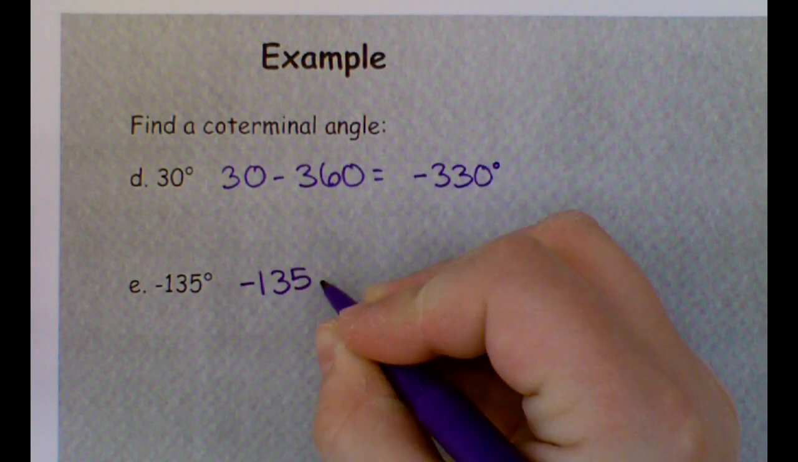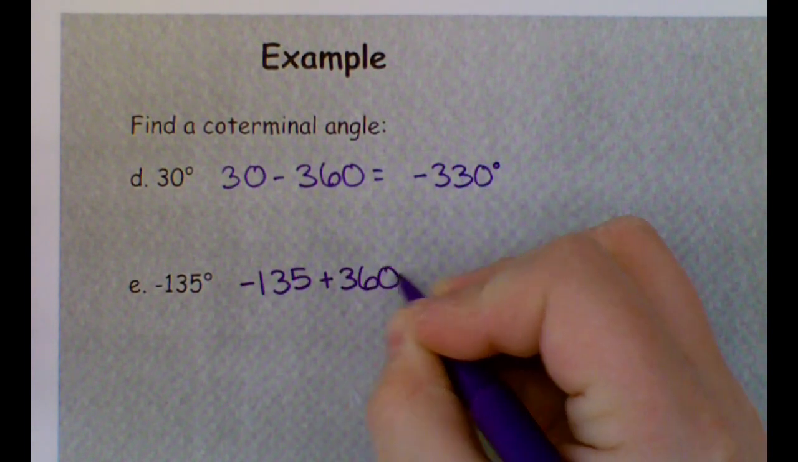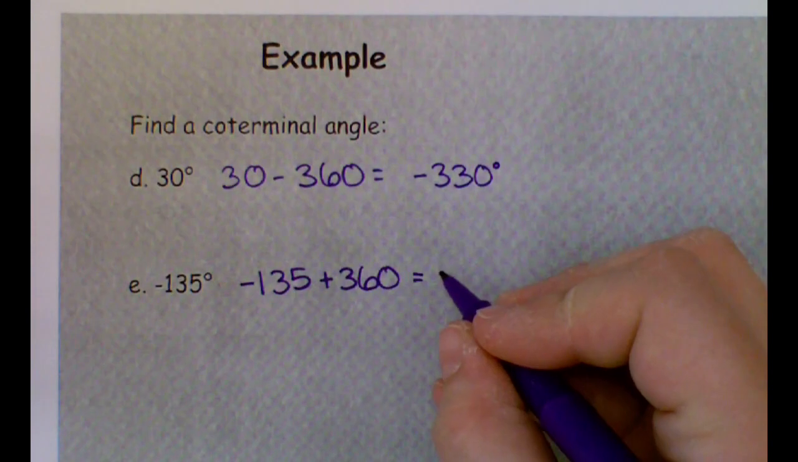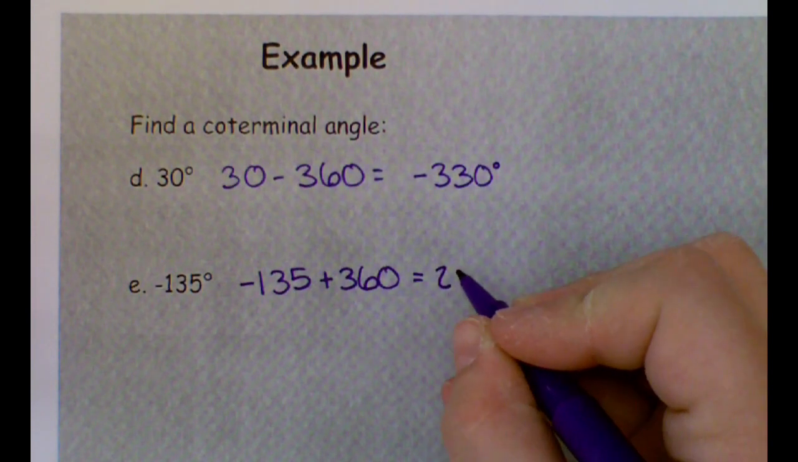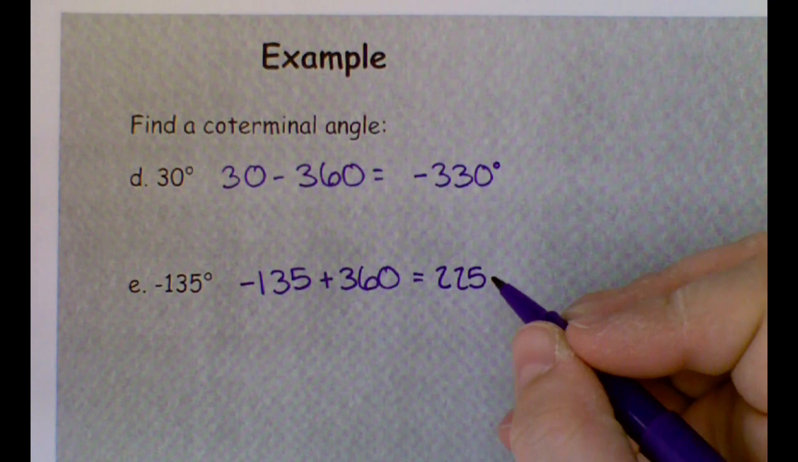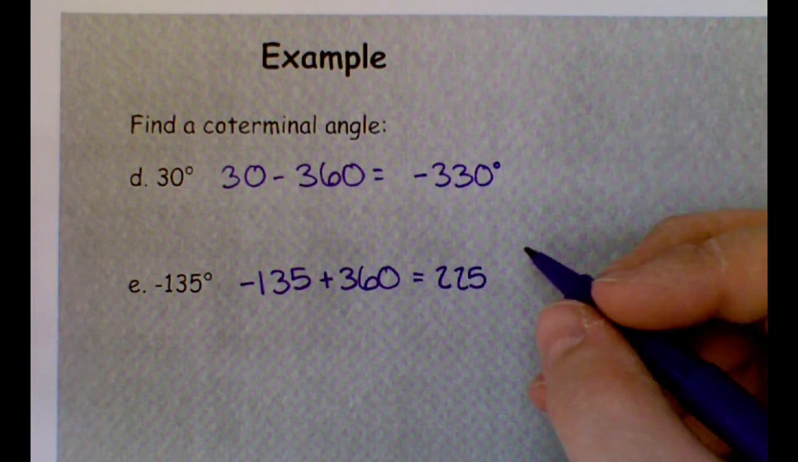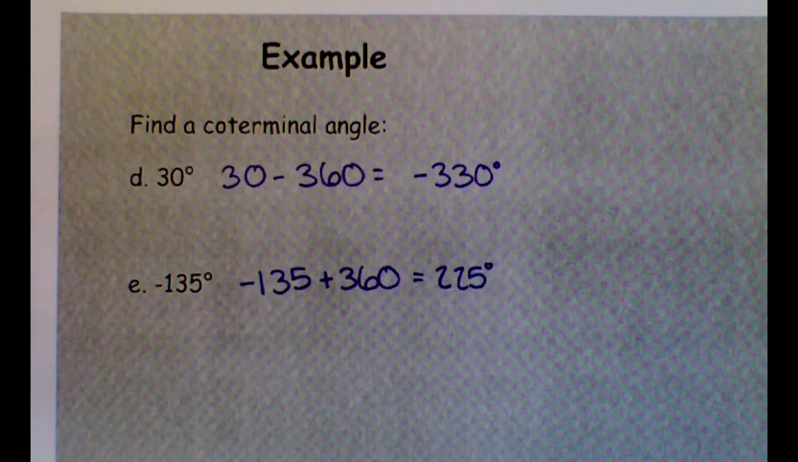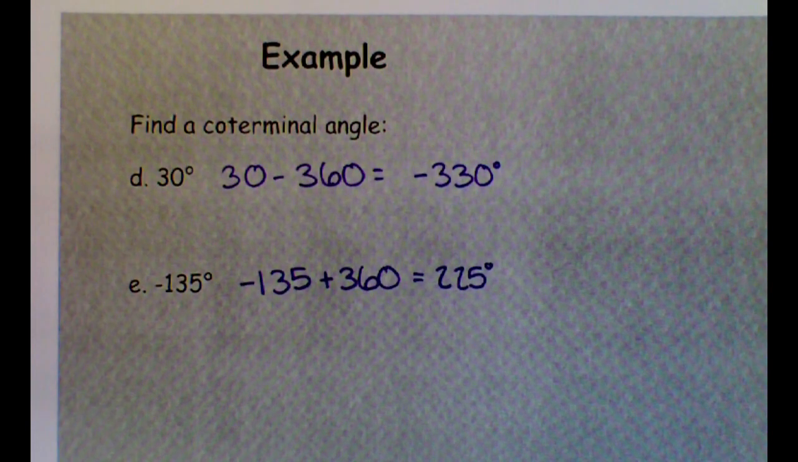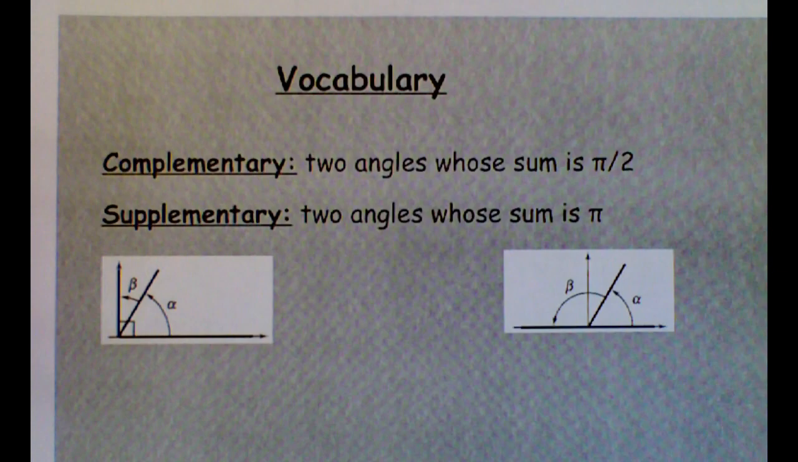Negative 135. Let's add 360 to this one. We get 225. That's my mental math. Let's see. Negative 135 plus 360, 225 degrees. And those are coterminal angles. They start and end in the same spots.